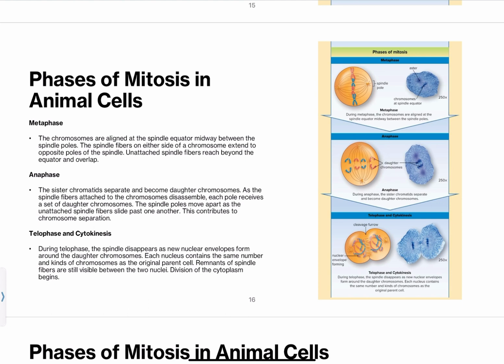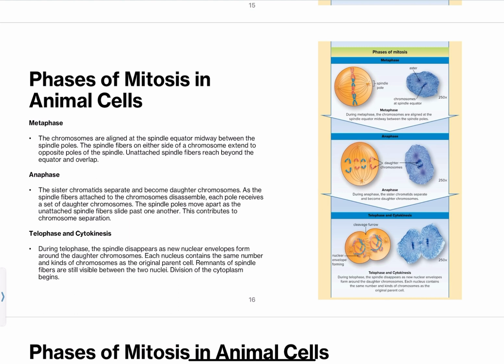So now we can move on to anaphase, and this is where the real action is really going to happen. The sister chromatids are going to separate at the centromere, and they're going to become an individual daughter chromosome. These daughter chromosomes are going to be pulled to opposite poles of the cell as they're attached to the spindle fibers, and the spindle fibers begin to shorten. At the same time, the spindle poles themselves are going to move farther apart, because the unattached spindle fibers are going to begin to slide past each other, helping kind of stretch the cell and contribute to the separation of chromosomes. Then we have telophase and cytokinesis.